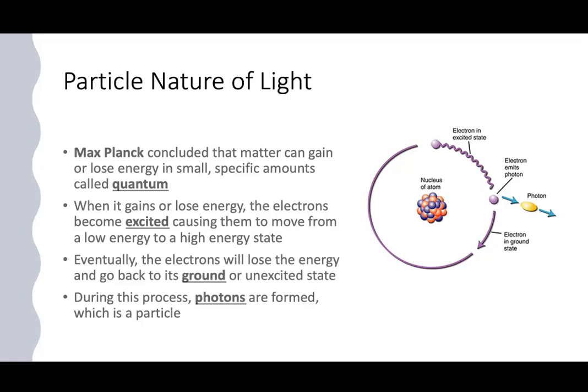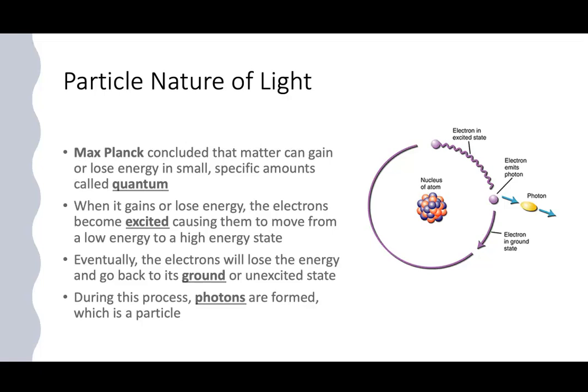So this guy, his name is Max Planck. He found out that when your atom receives or loses energy, it actually produces some type of light. He called this small energy that can be gained or lost a quantum. Whenever a quantum is received or lost, something happens to the atom. When it gains energy, it becomes excited.